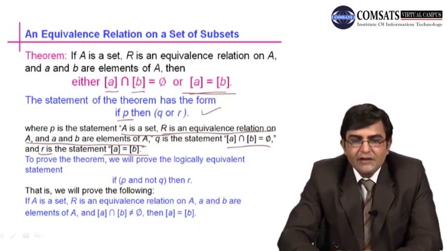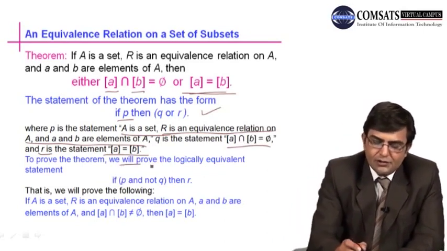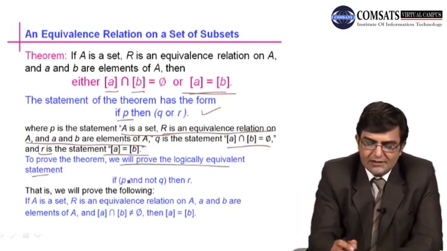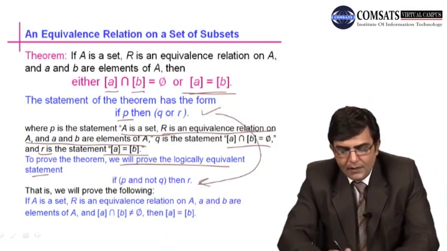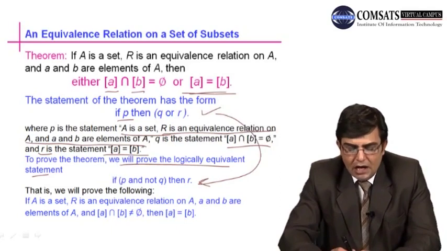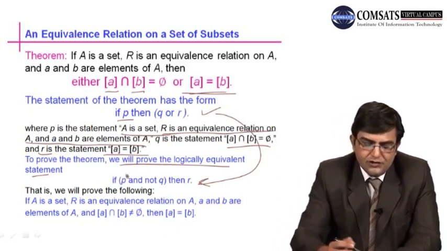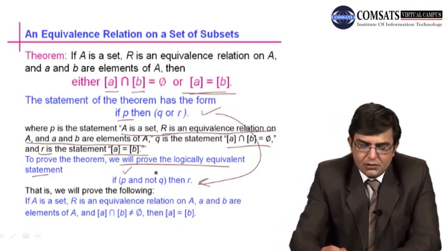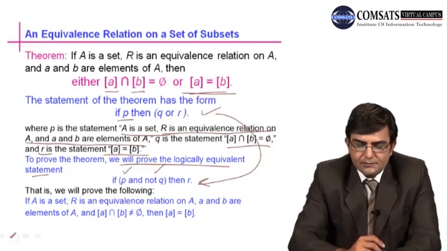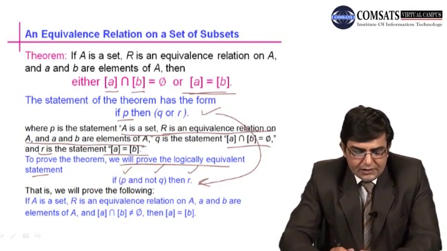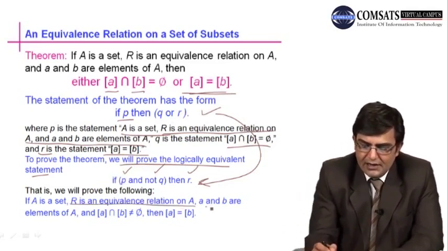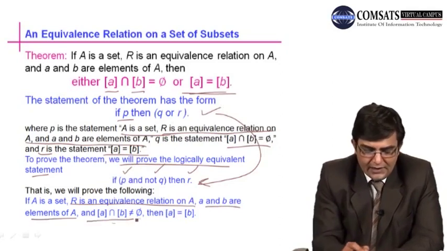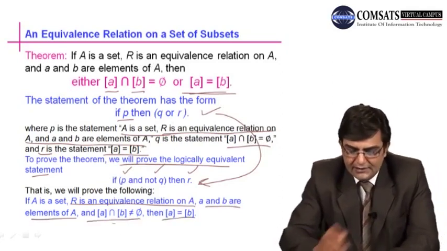As we have studied in logic, to prove this theorem we shall prove the logically equivalent statement: if p and not q, then r. So we suppose that p is true and q is false, then we shall prove r. That is, we will prove that if A is a set, R is an equivalence relation on A, a and b are elements of A, and this intersection is not empty, then the classes are equal.